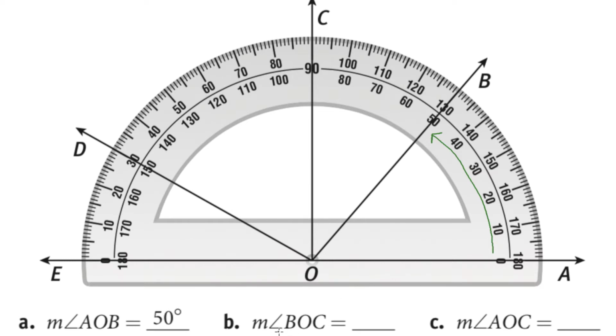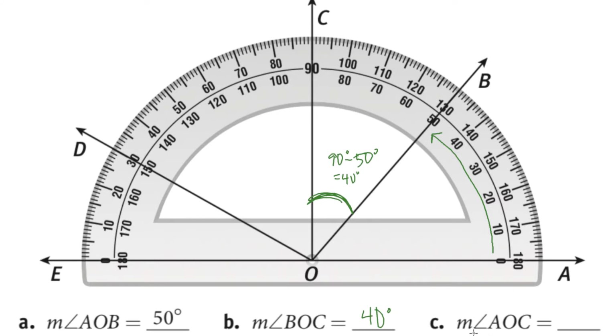So the measure of angle BOC. This doesn't start from here, so we can't just go all the way out. It wants to know this one right here. But we know that it goes from 50 degrees, 60, 70, 80, 90 degrees. So we know that 90 minus 50 degrees is 40 degrees. So this is 40 degrees. I'm going to make this pen a little bit larger.